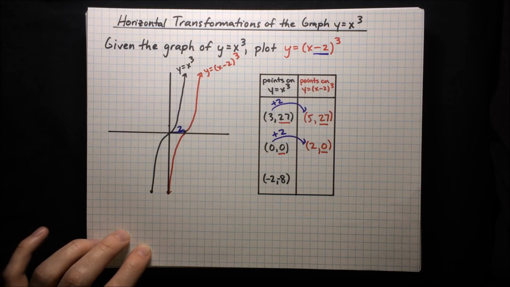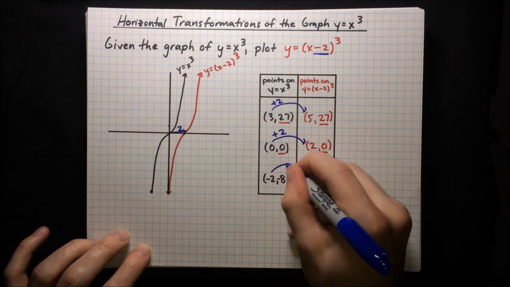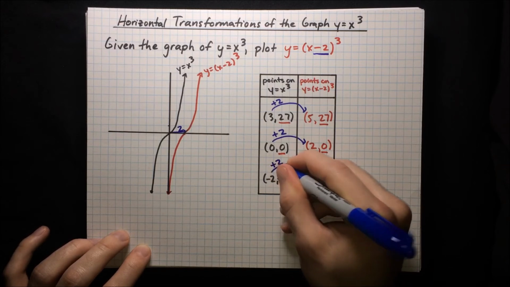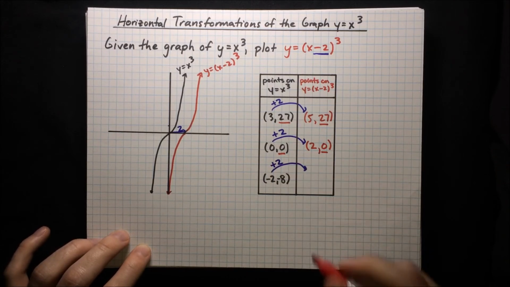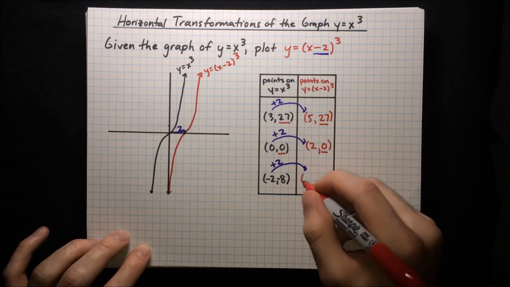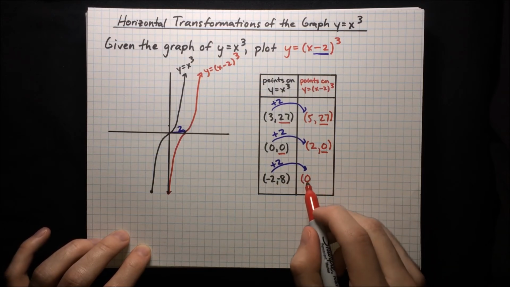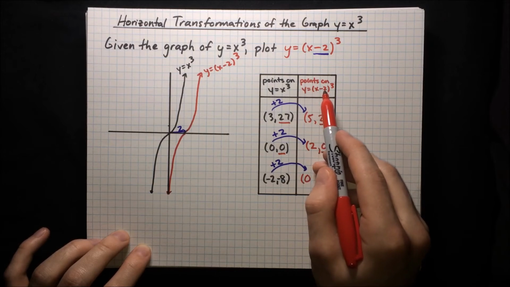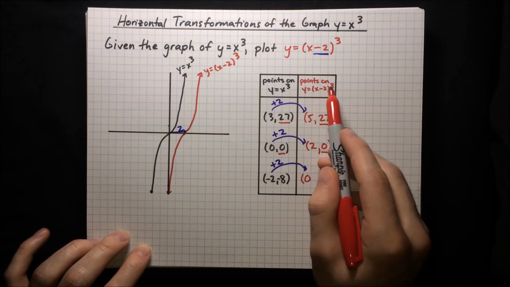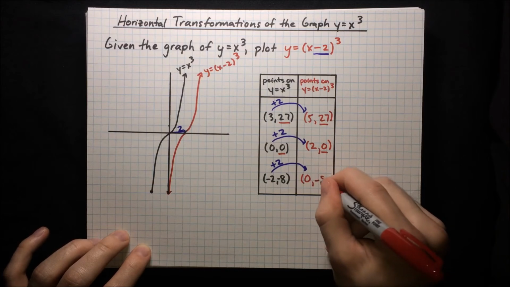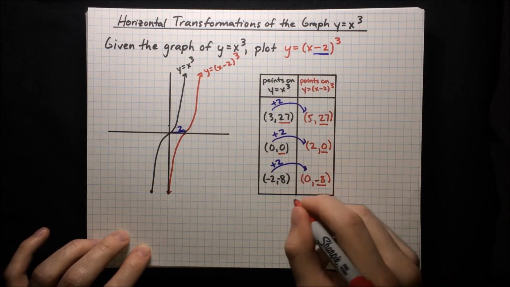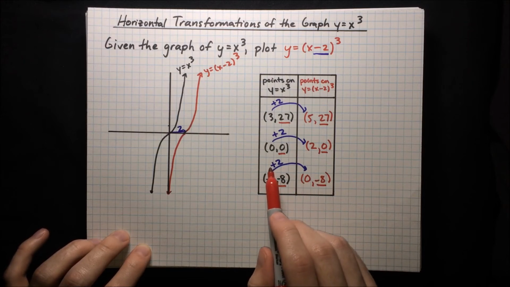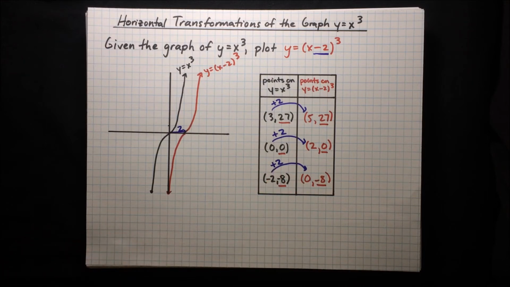And then let's do it for our last point, negative 2. If we add 2 to the x coordinate here, then the x coordinate becomes negative 2 plus 2, which is 0. And then if we plug in 0 to this function here, 0 minus 2 is negative 2, and then that cubed is negative 8. So yeah, great, it matches up. Negative 8, negative 8. The y coordinate stays the same when we shift 2 units in the positive x direction.